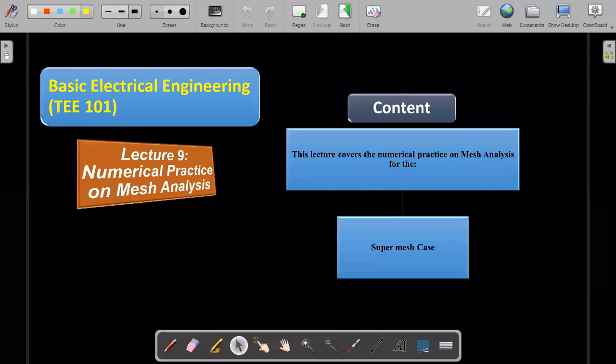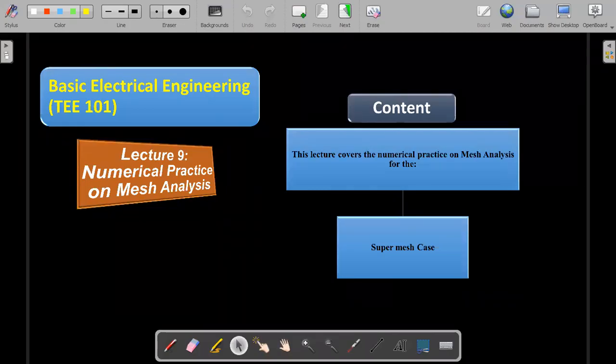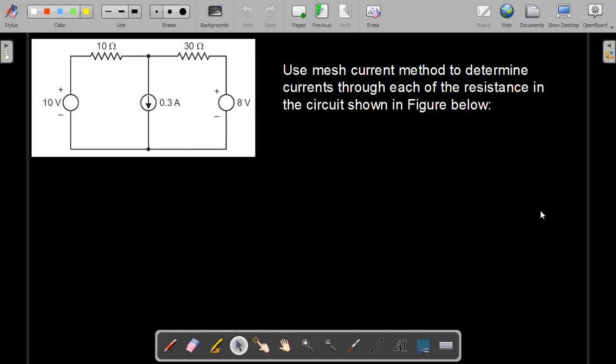So dear students, in this lecture we will discuss the use of mesh analysis to determine the branch currents in a circuit in which we have a super mesh case. Now let us consider an electric circuit as shown in the diagram here. In this electric circuit we have to find out the current through each resistance which is connected here.